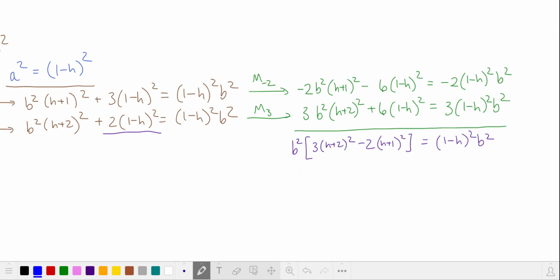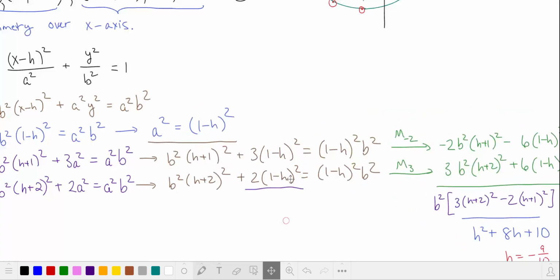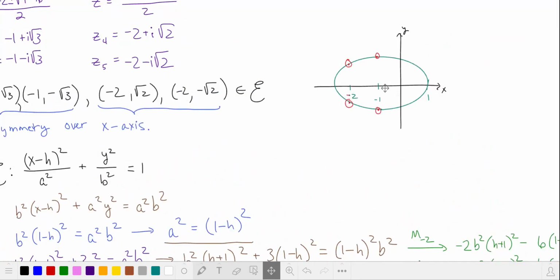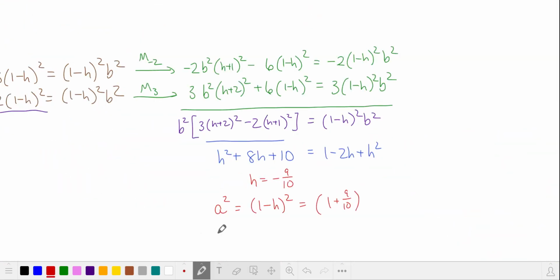Let's divide both sides by b squared and multiply out the left-hand side and combine like terms. This is what you get, and let's solve for h. h is negative, which is kind of what we predicted the center of our ellipse to be, to the left of the y-axis. Now we can solve for a, and a is positive since it's the major axis. We'll take it equal to 19 over 10.